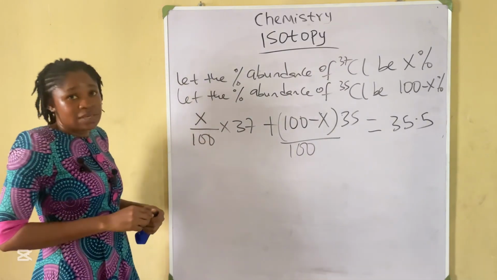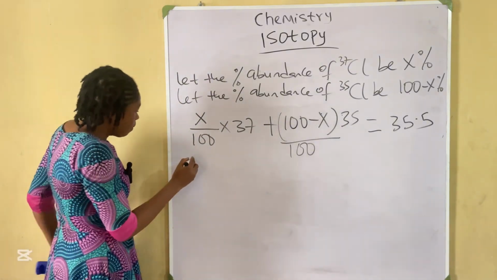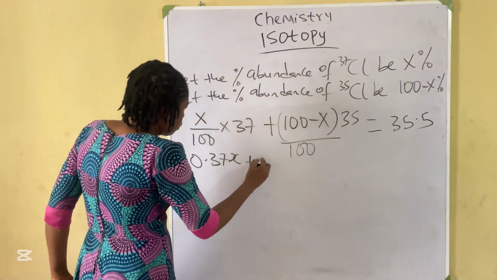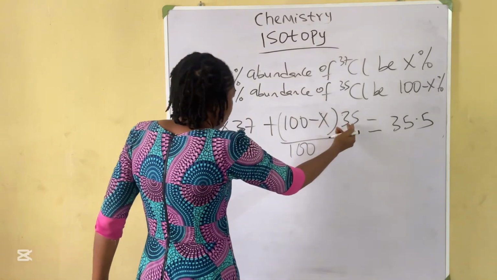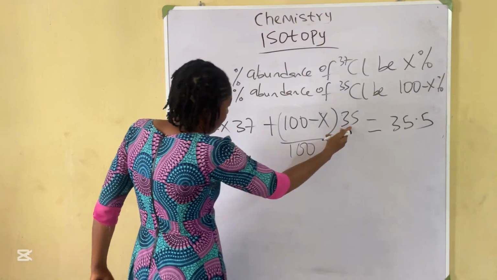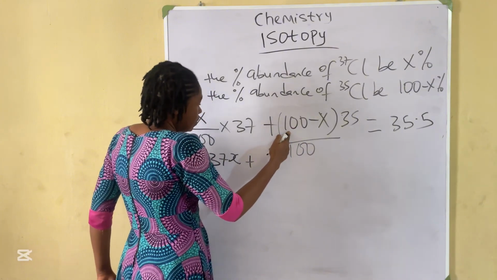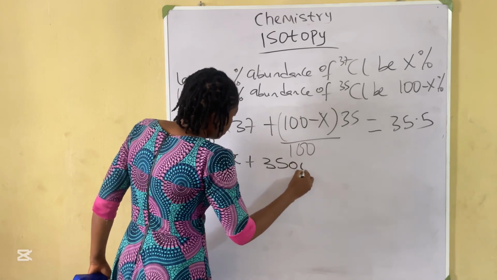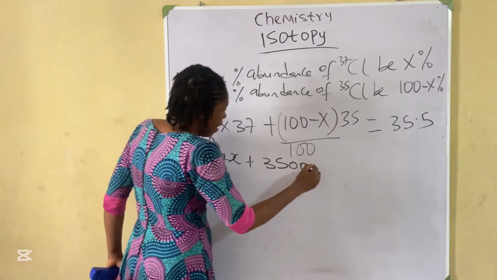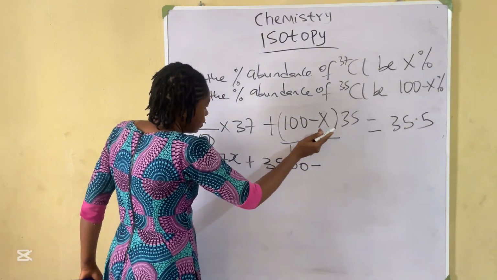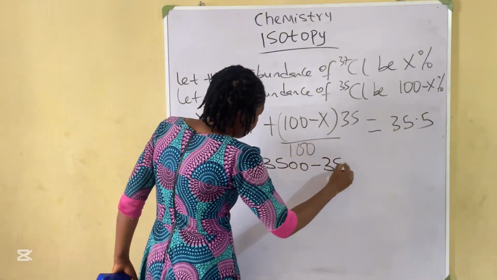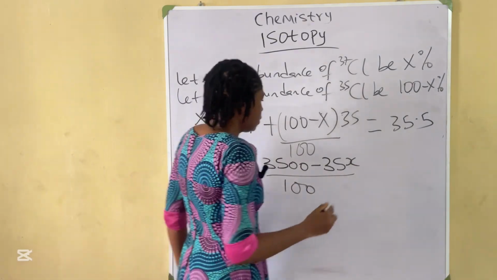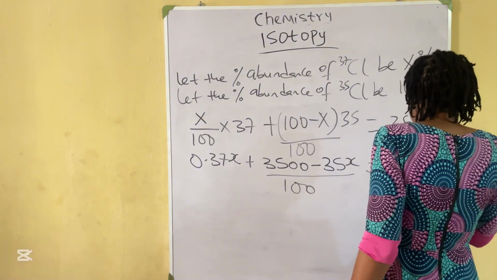X times 37 gives us 37x divided by 100. So we're having 0.37x plus, this 35 will times 100. 35 times 100 is what? 3500 minus 35 times x is what? 35x divided by what? 100 equals to what? 35.5.